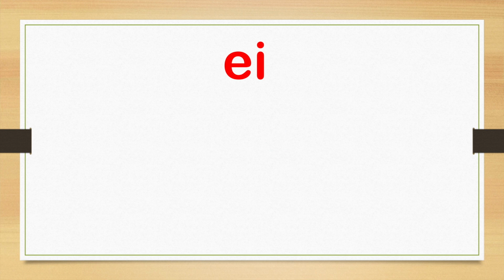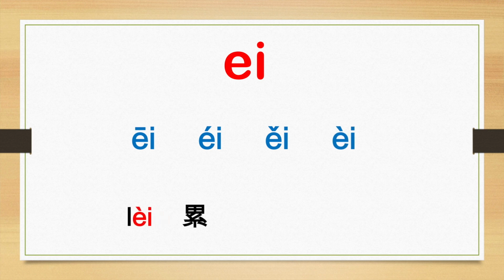The second one, a. Let's read with 4 different tones. A, a, a, a. For example, lay with initial l and the fourth tone, lay, which means tired.